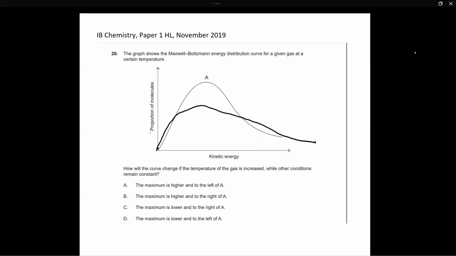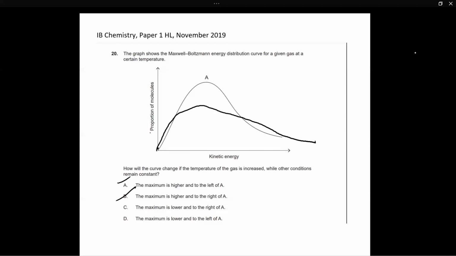So out of these options, which one is the correct answer? Option A says the maximum is higher, and to the left of A, which is wrong. That is not the case. B says the maximum is higher, and to the right of A, no, that is not the case. We've discussed that the maximum is not going to be higher; it's going to be lower. So A and B are automatically out. Let's look at C and D. The maximum is lower, and to the right of A.